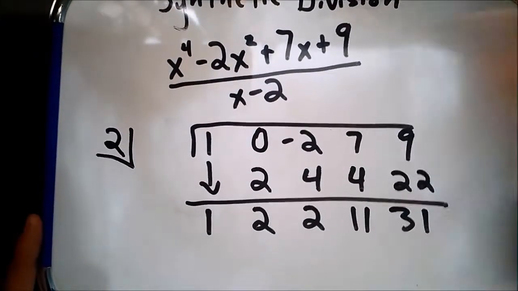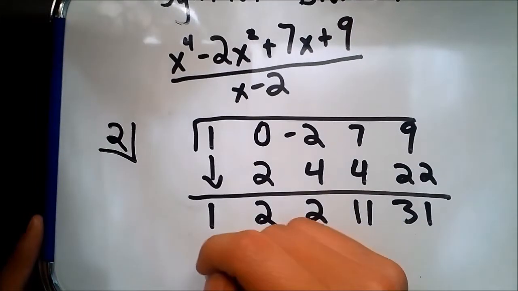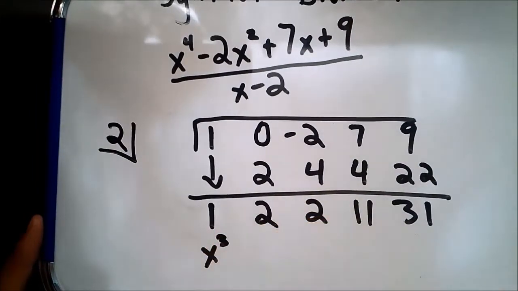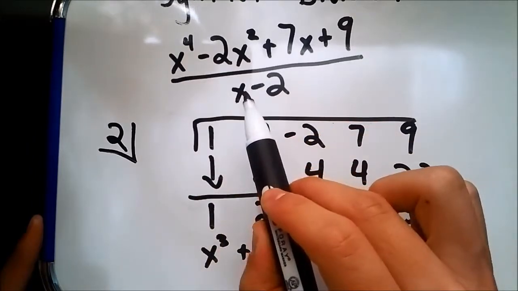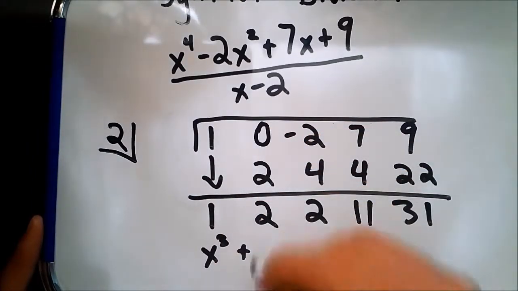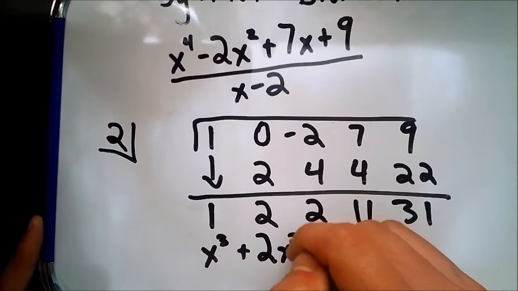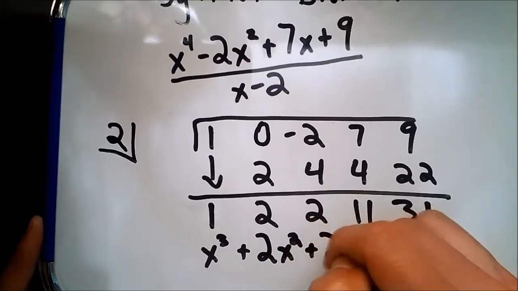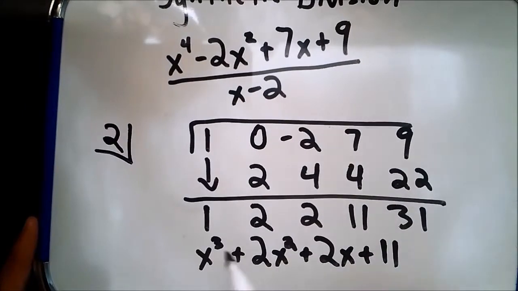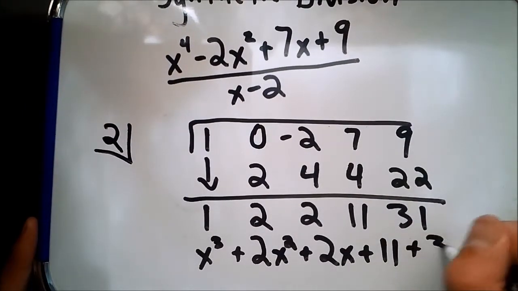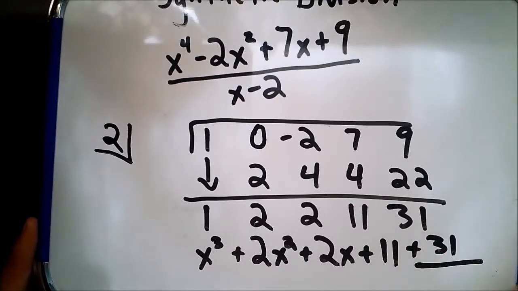So now we can rewrite this as x to the 3rd, because this is x to the 4th, and that's x. So x to the 3rd plus 2x squared plus 2x plus 11. I'm just getting these numbers right from up there. Plus 31 divided by x minus 2.